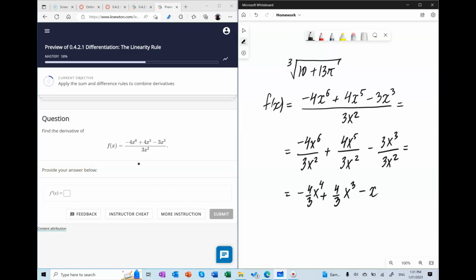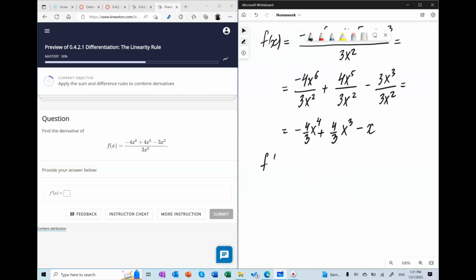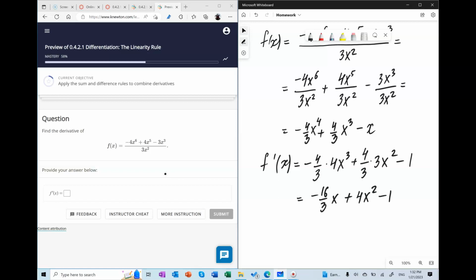And to find the derivative of this, we differentiate each part of the sum separately. So this is times 4x cubed plus 4/3 times 3x squared minus the derivative of x, which is just 1. And that's the answer. We can simplify it. And that's it.